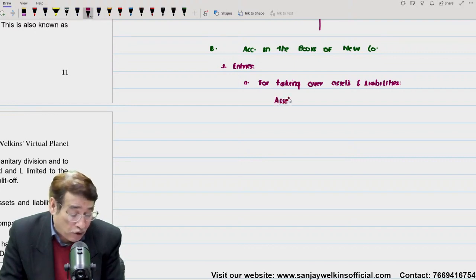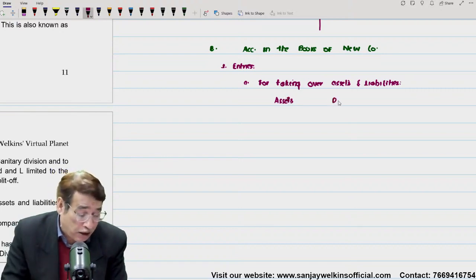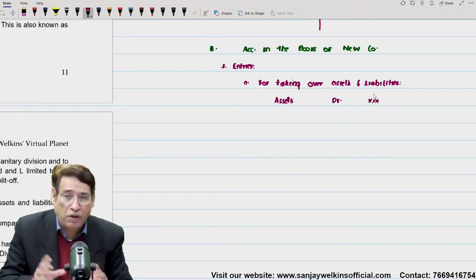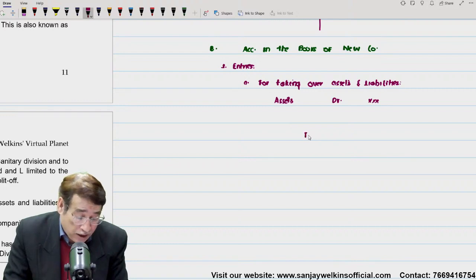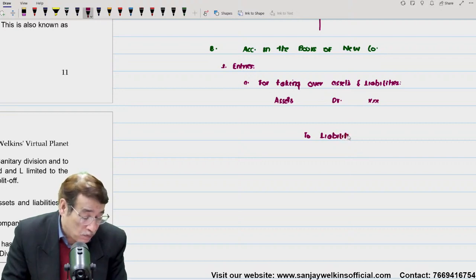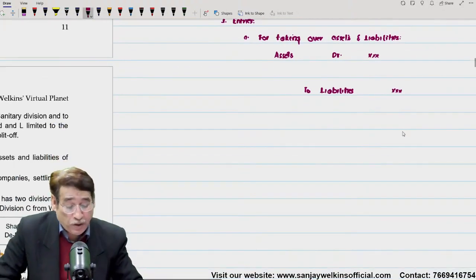Because we are following common control, all the assets which we are going to take over, we are going to take them over at book value. It is important to note. I will write later on the characteristic of common control also. Don't worry about that. Assets account debit. Then obviously you are taking over some liabilities, so you are going to write here to liabilities. All the liabilities will be recorded at book value or carrying value, as we call them. Is it clear to you?